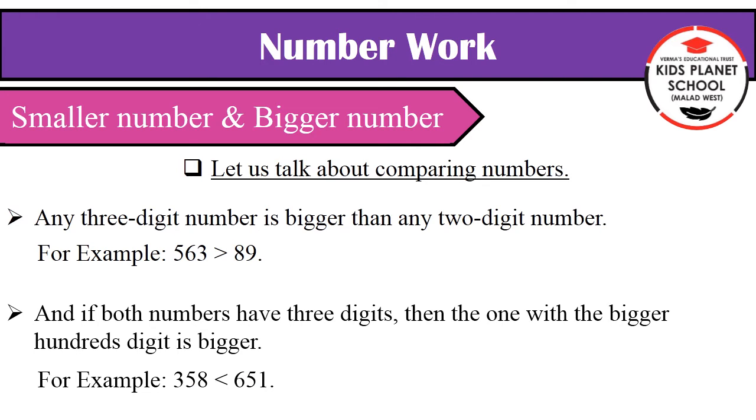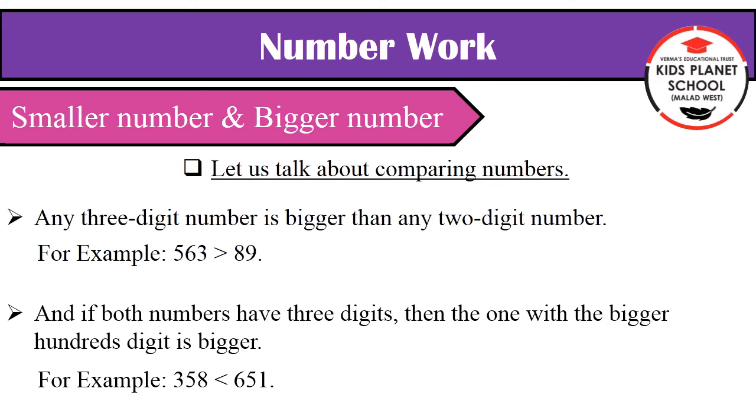For example, here 358 and 651 both are 3-digit numbers. So, to find which number is a bigger number and which number is a smaller number, we will compare the digits which are at the hundreds place in both the numbers. In 358, 3 is at the hundreds place, and in 651, 6 is at the hundreds place.